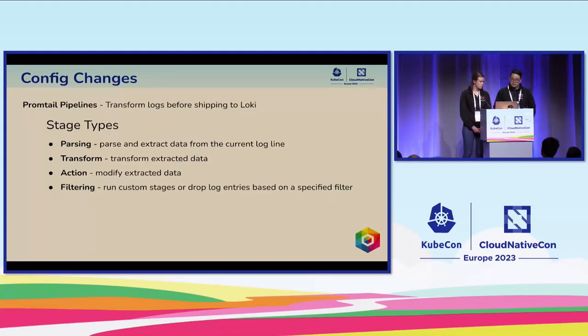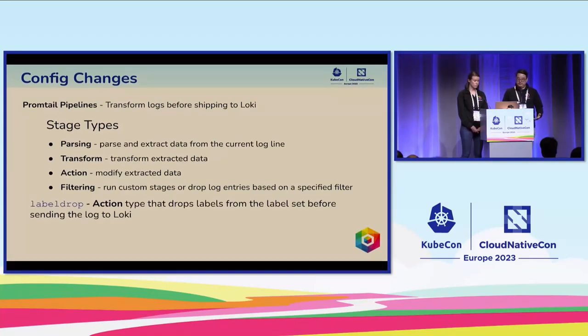So, thinking about our log line, we want to drop the pod and file name labels. Based on what we just discussed, there should be a stage type that we can leverage to drop labels. Luckily for us, there's a built-in action stage called label drop.